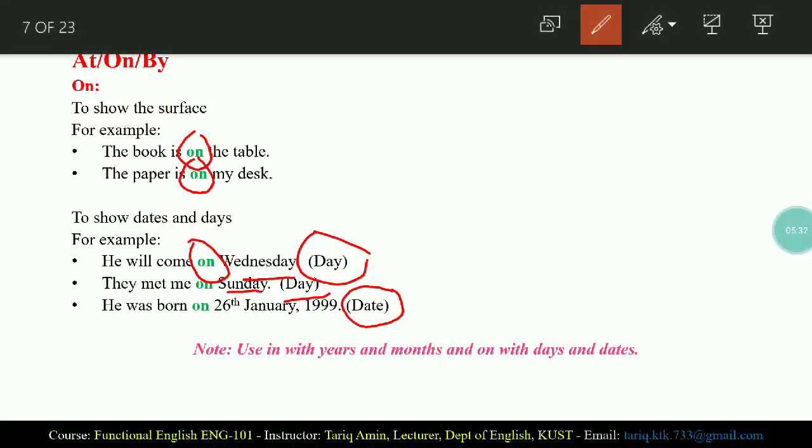Okay, this is once again a very important point that we use in with years and months and on with days and dates. I repeat, we use in with years and months and we use on with days and dates. In both the examples we can see that on is used with days and it has been used with dates. It is not used with years or it is not used with months.